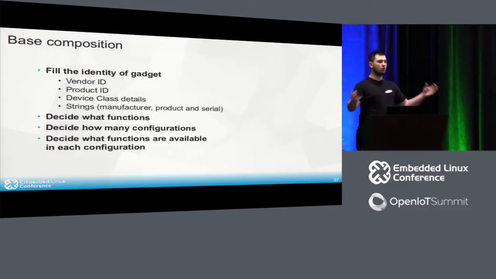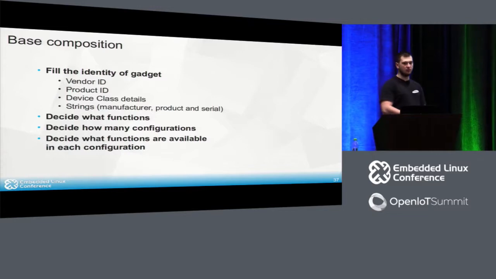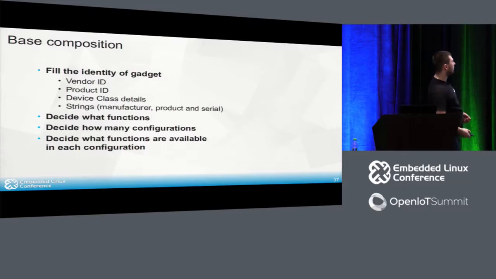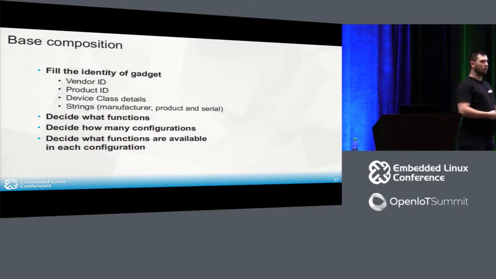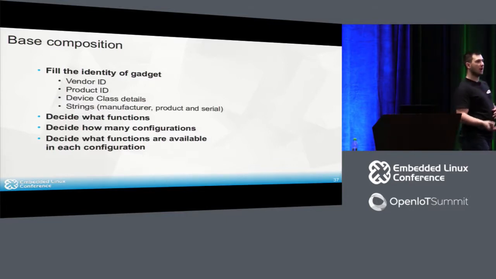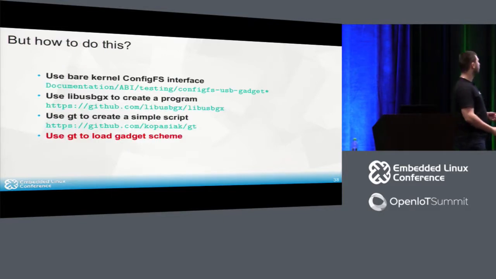So how do we glue our functions into the USB device? First of all, we have to choose the identity for our device. This identity will be placed in the device descriptor. So we have the vendor ID, product ID, class information, and the strings. We need to decide what functions should be available to the host when we connect this device. We need to decide how many configurations it will have, and decide which functions should be available in which configuration.